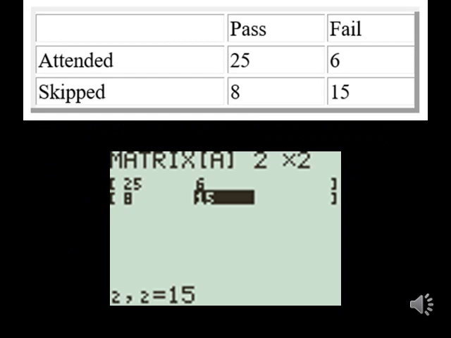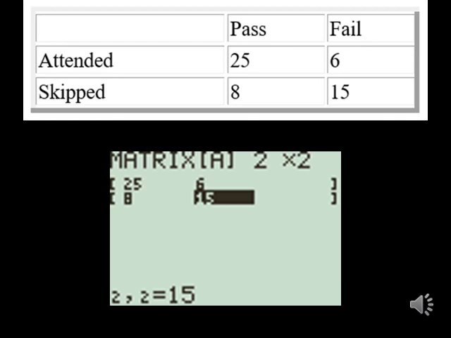So the first step again is to enter those numbers in your calculator. To do that again, we've got to get into matrix mode, choose edit, hit enter to choose A. This one is a 2 by 2 matrix, 2 rows and 2 columns. And I'm going to type in those numbers 25, 6, 8, and 15, hitting enter after each one.